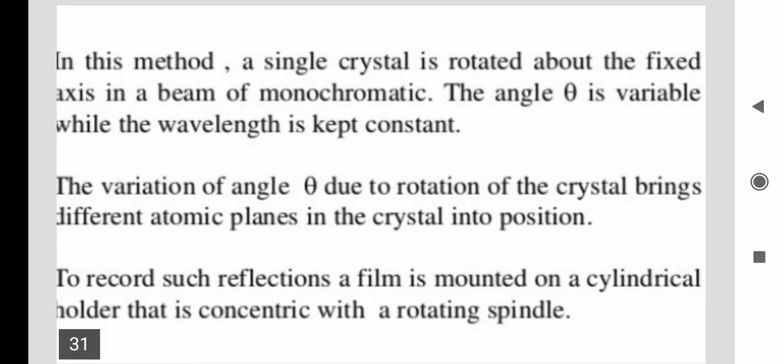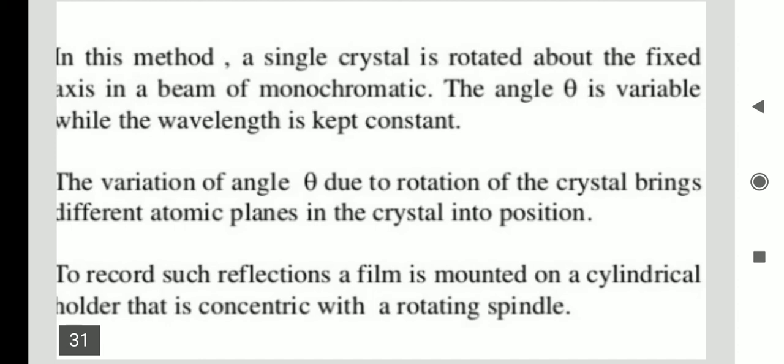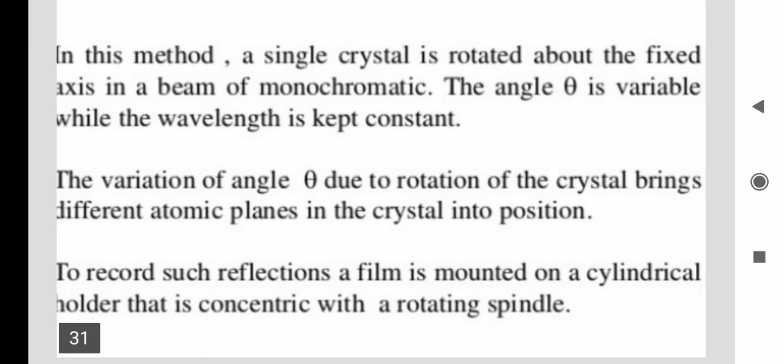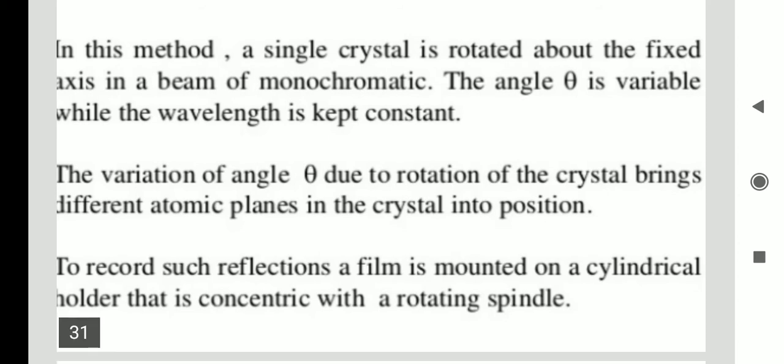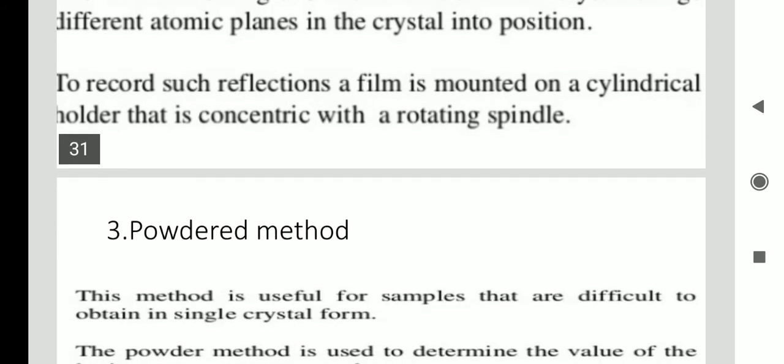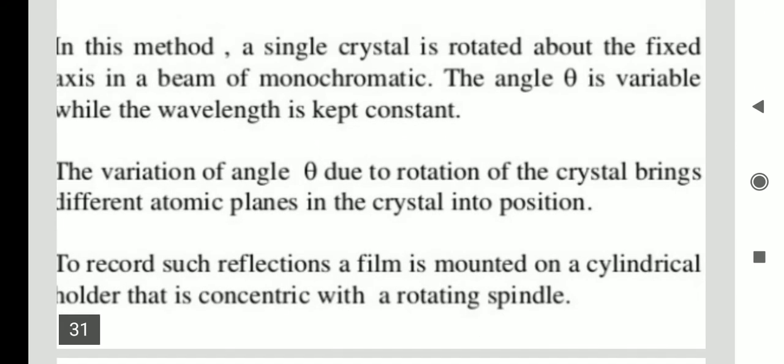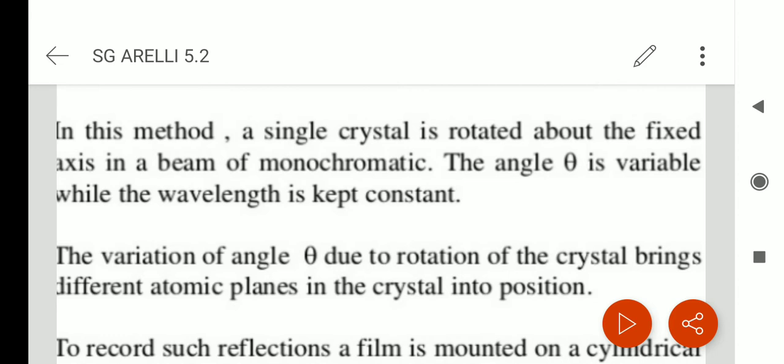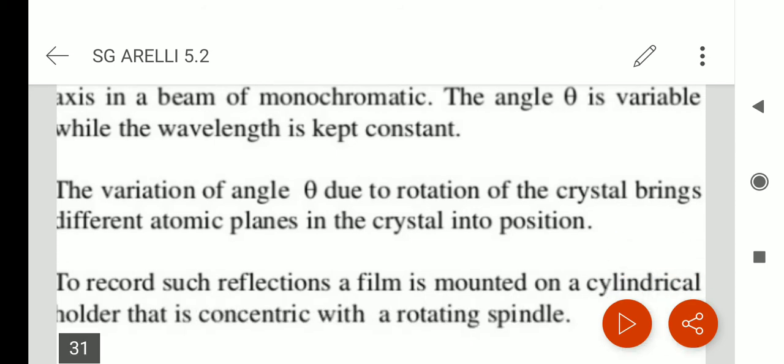To record such reflections, a film is mounted on a cylindrical holder that is concentric with a rotating spindle. So, this is about which method? Here you need to understand two things: theta is variable and lambda is constant.